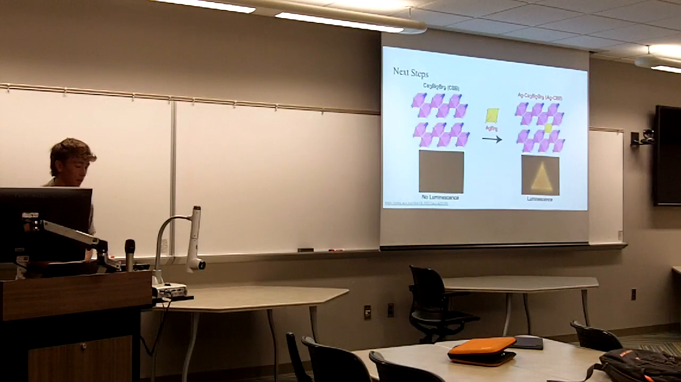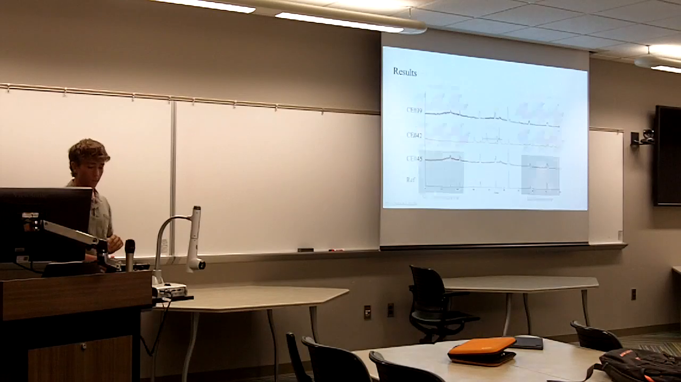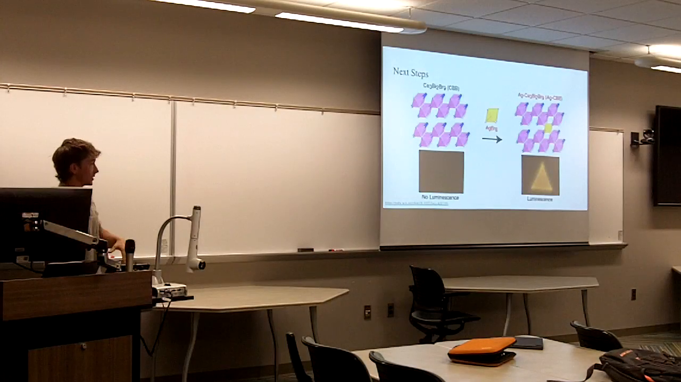And the next step is we incorporate silver into cesium bismuth bromide. As before, my group did it with vapor phase, but now we want to do it with solution phase. And we can do this by introducing silver during the solution phase synthesis process.